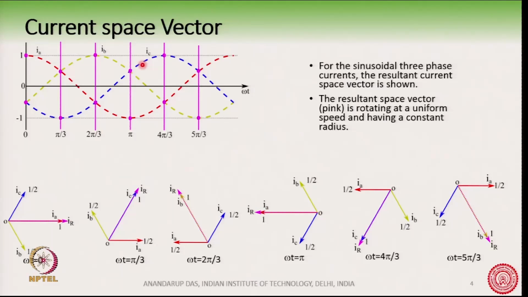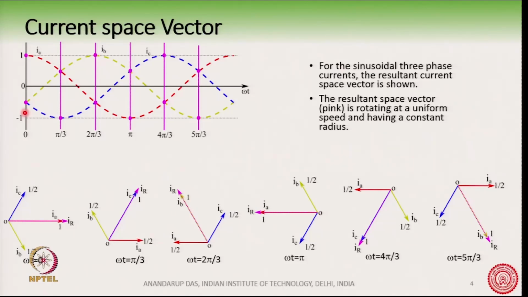Now, the resultant space vector for these 3 phase currents is shown by these diagrams here at different time instants. For example, at omega t equal to 0, that is at 0 time, we see that the instantaneous value i_A(t) has the maximum value, while I_B and I_C are negative, but equal negative values.